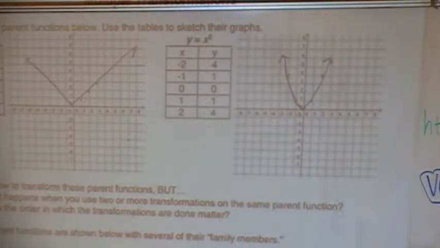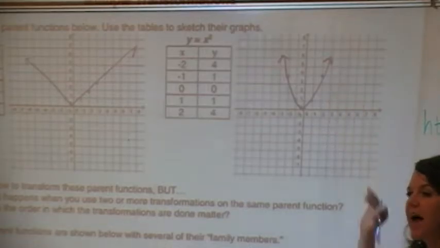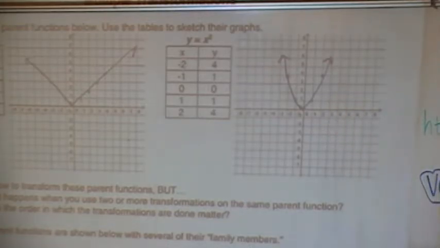Okay, we're going to use what we've just learned. We're going to use our summary sheet if we need to. And we're going to make predictions about what's going to happen when we apply these transformations to our parent functions. They gave us our two parent functions so we can remember what they look like. We're also going to put them in our calculator in just a minute. And then they're giving us a bunch of family members. See, this is why they're called parent functions. This is where it all begins.